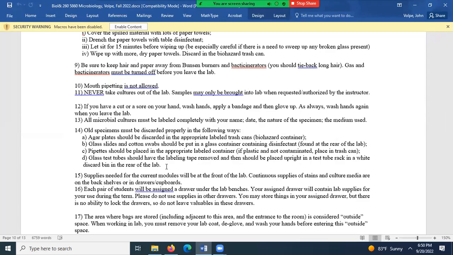We don't really use glass containers, but if you would, those would be put right next to the test tubes. The test tube generally is the only glass container we use. All other bacterial specimens, like something you spill, you wipe up with paper towels. The agar plates, put those in the biohazard container. Supplies needed for the lab should be at the front of the lab.